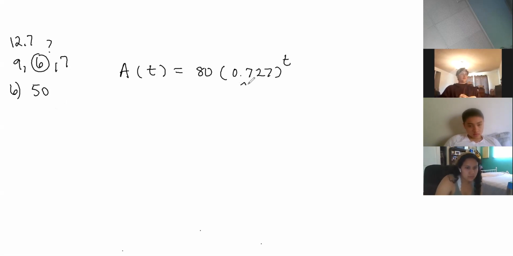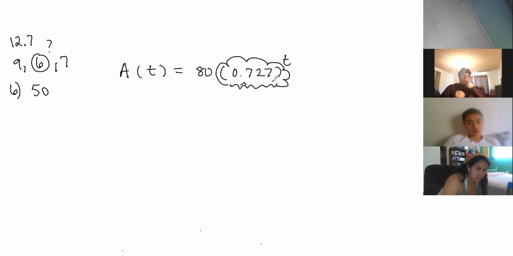Is this a growth rate or a decay? Is it an increase or decrease? Can anybody tell by looking at the 0.727 in the formula? It's a decay. Why is it a decay? Because this value here is less than 1. Does it make sense that if they inject you with an anesthetic, it's not growing in your body, it is eventually decaying? You're ending up with less in your system.